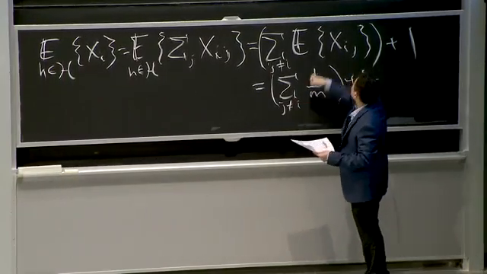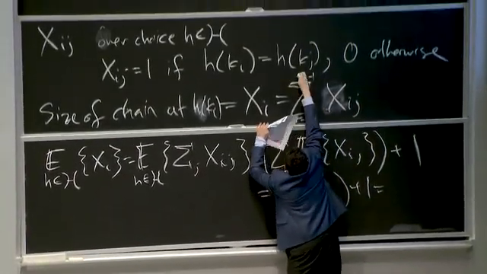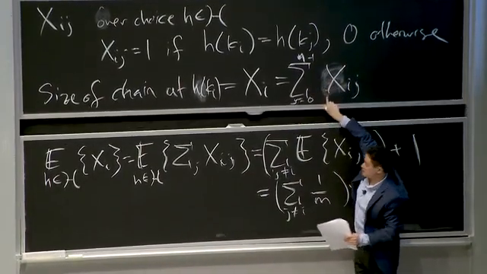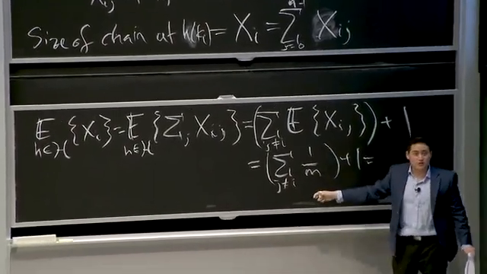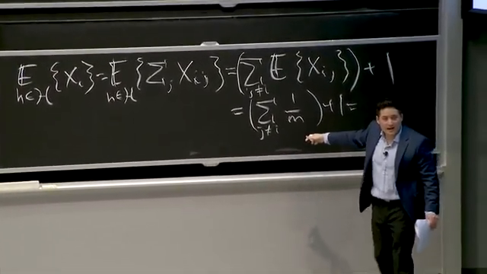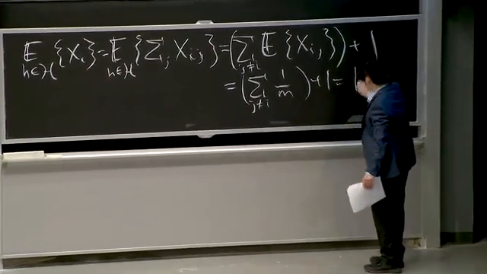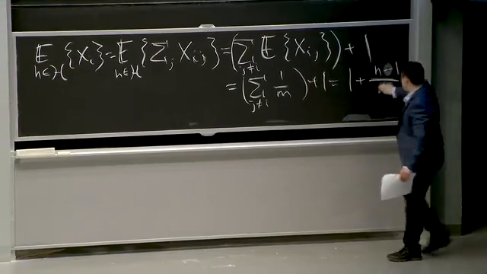Oh, sorry, I did this wrong. This isn't u, this is n. We're storing n keys. Okay, so now I'm looping over j, over all of those things. How many things are there? n minus 1 things, right? So this should equal 1 plus (n minus 1) over m.